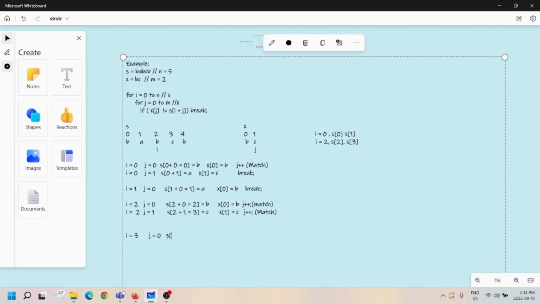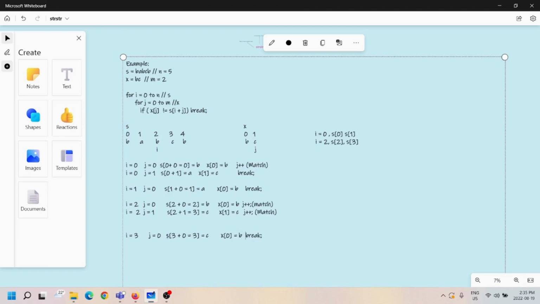Now at this point, S will be 3 plus 0, which is 3, I'm sorry. And this is going to be S of 3, which is C. And X of 0 is going to be B. Didn't match, so we are going to break.